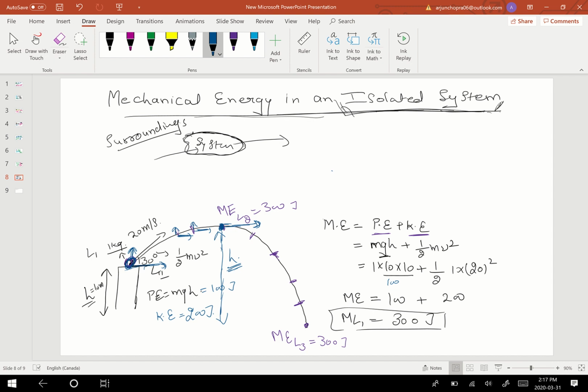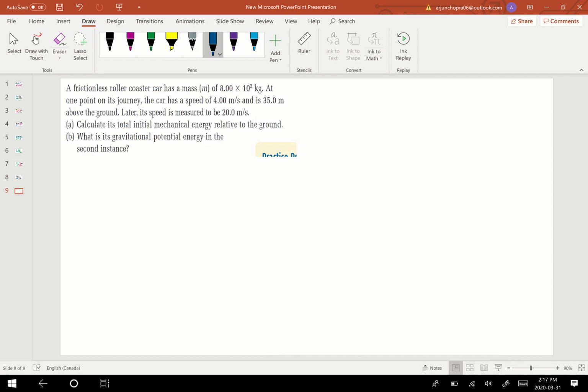So in short, I can say that the kinetic energy will reduce and the potential energy will increase, but the total mechanical energy will remain constant throughout every point of this trajectory. So this is the concept we're going to follow. Let's look into an example based on this concept.